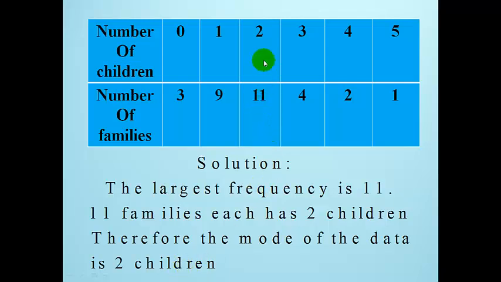So the mode is the number, not the frequency. Take note that the frequency is 11, but the number corresponding to the 11 is 2. So the mode is not the frequency 11, but the mode is the number. So the mode is 2. Therefore, the mode of the data is 2 children.